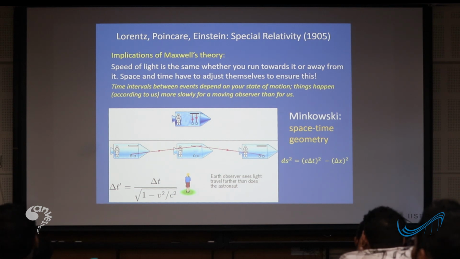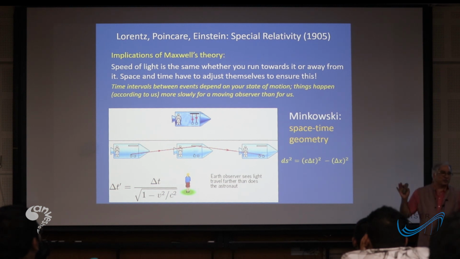So, the implications of Maxwell's theory are that the speed of light is the same. Now, this is very counterintuitive, okay? Whether you run towards it or away from it. So, if you have a beam of light and you run towards it or away from it, the speed of light doesn't change. That is not your experience, right? But light travels at the speed of light. It's very, very fast, very high speed. So you don't feel this type of effects in our daily lives.